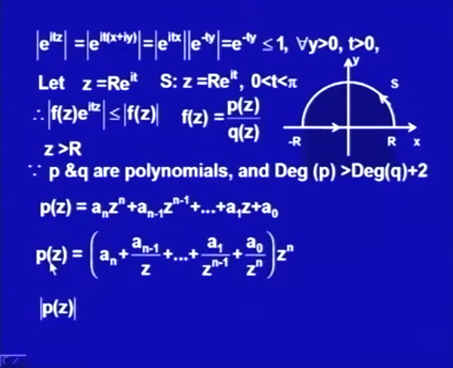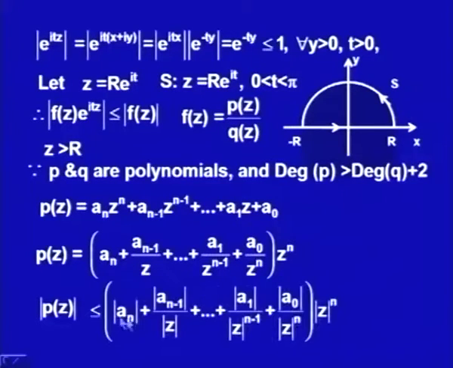So the modulus of p z would be, using the result that mod of x plus y is less than or equal to mod of x plus mod of y, less than or equal to mod of a n plus mod of a n minus 1 upon z, and using that mod of x into y is mod of x into mod of y, this is mod of a n minus 1 upon mod z, plus so on, mod of a 1 upon mod z to the power n minus 1 plus mod a naught upon mod z to the power n, into mod z to the power n.